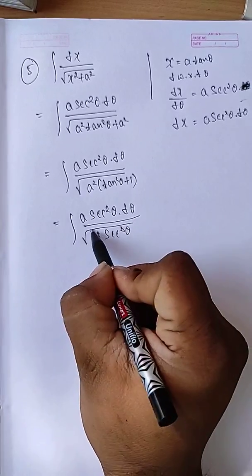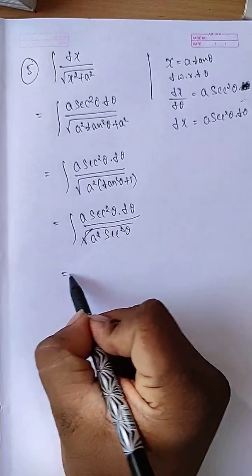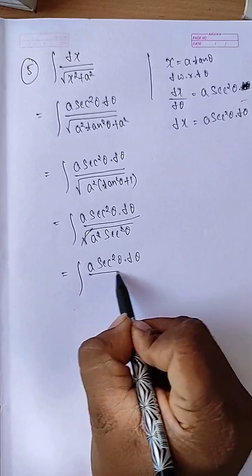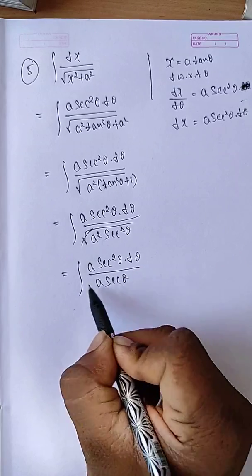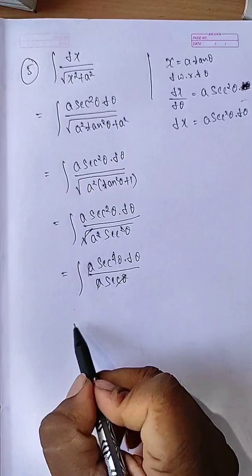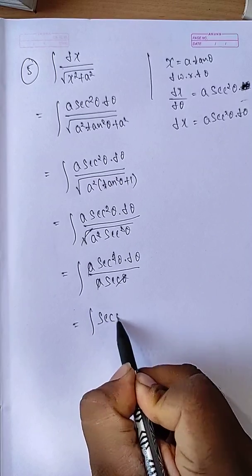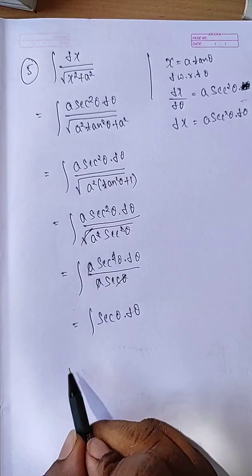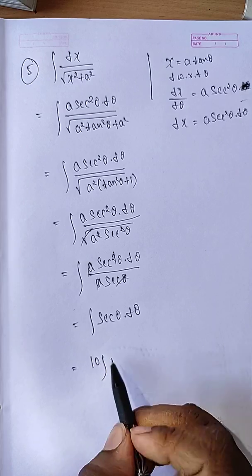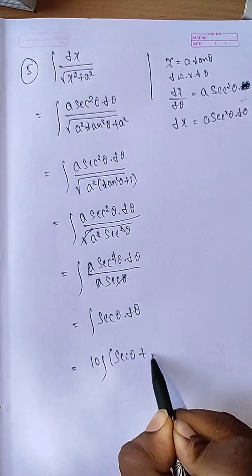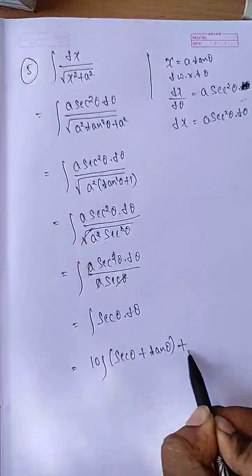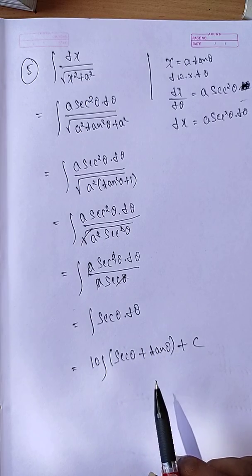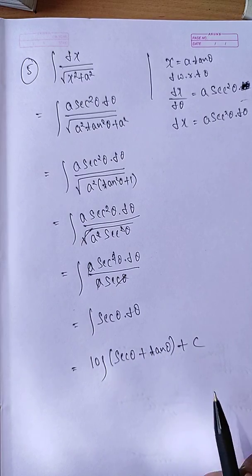Here the square and root cancel. What are we left with? Integration of a secant square theta d theta by a secant theta. The a cancels, one secant theta cancels. What are we left with? Integration of secant theta d theta. What is the integration of secant theta? We know that the integration of secant theta is log of secant theta plus tan theta plus c.